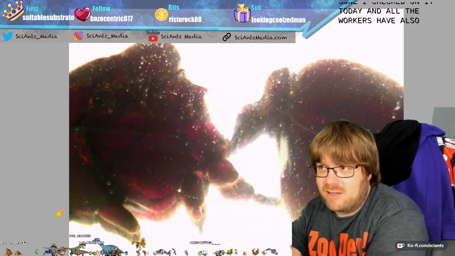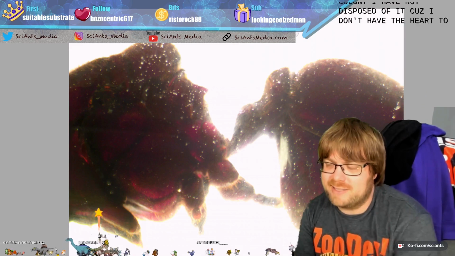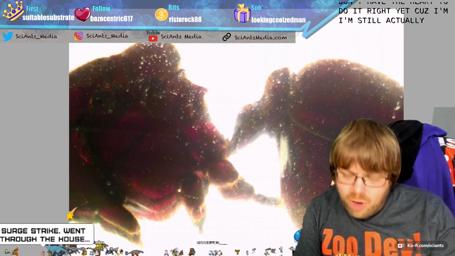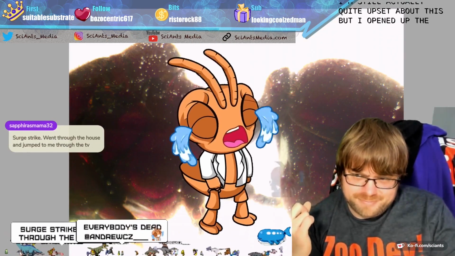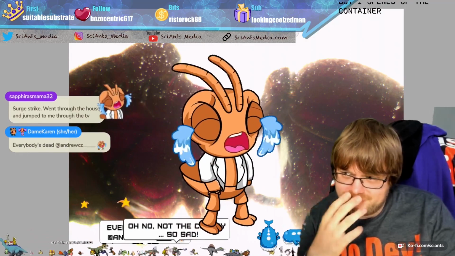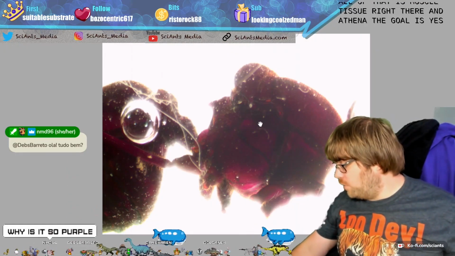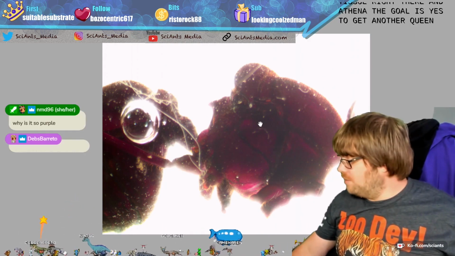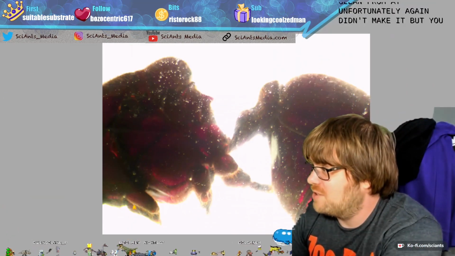So I opened up the colony. I have not disposed of it because I don't have the heart to do it right yet, because I'm still actually quite upset about this. But I opened up the container. The goal is, yes, to get another queen. We're limited on when they will be available. We're still at least learning a lot about it.